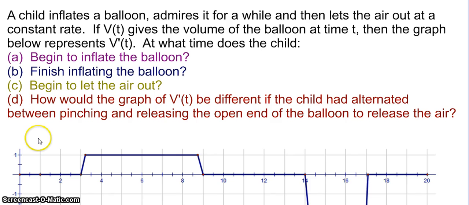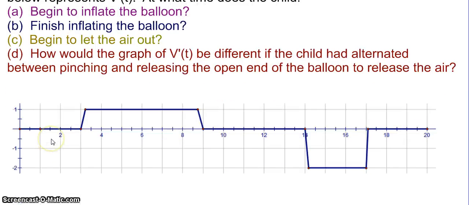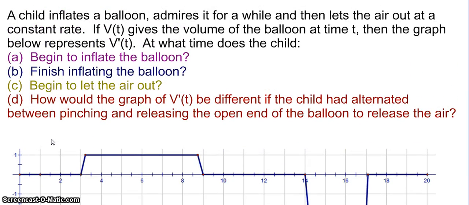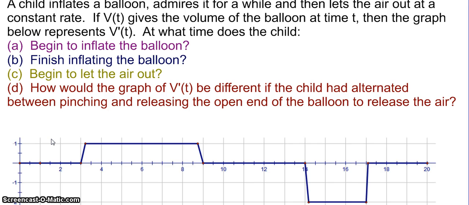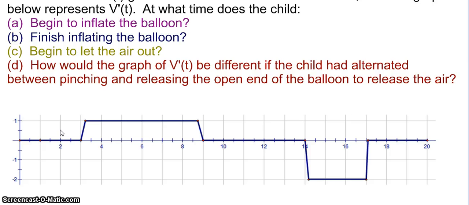Alright, I want you to try this one. A child inflates a balloon, admires it for a while, and then lets air out at a constant rate. If V of t gives the volume of the balloon at time t, then the graph below represents V prime of t. At what time does the child, and then you are going to answer these questions. So I want you to pause the video, think about this, unpause when you are ready to check.